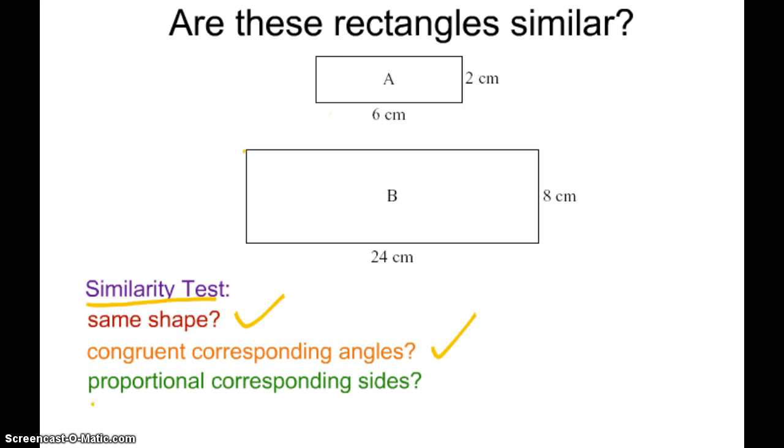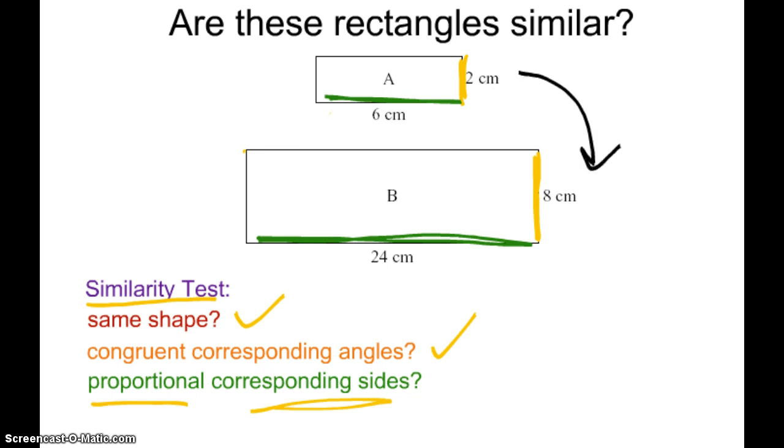Yes, now we have to determine if the corresponding sides are proportional. So let's first highlight what are the corresponding sides. Well, this side corresponds to this side, and this side corresponds to this side. So in order for us to determine if they're proportional, we have to determine if we multiply by the same scale factor. So how can we get from 2 to 8?